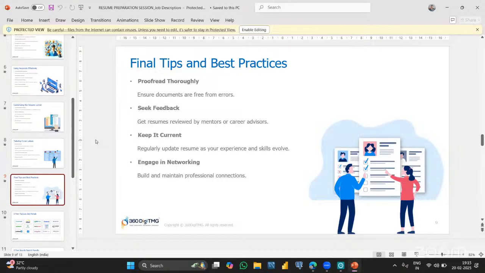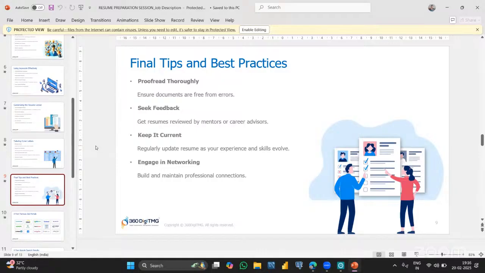Talking about final tips and best practices. You should ensure that the document is free of errors. There are no grammatical or spelling errors, or space or full stop errors. These kinds of errors should be avoided, and you can do that only when you proofread your resume, right?